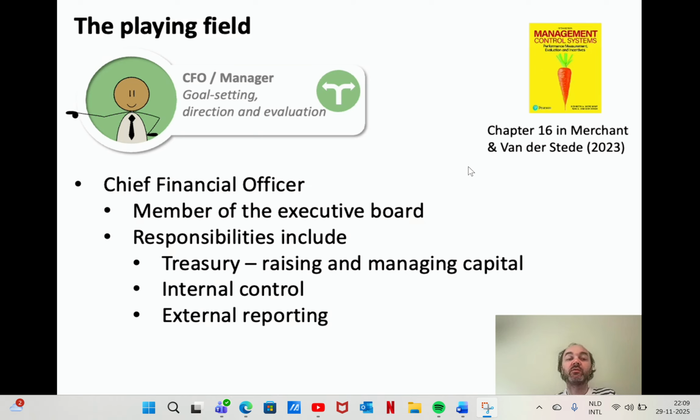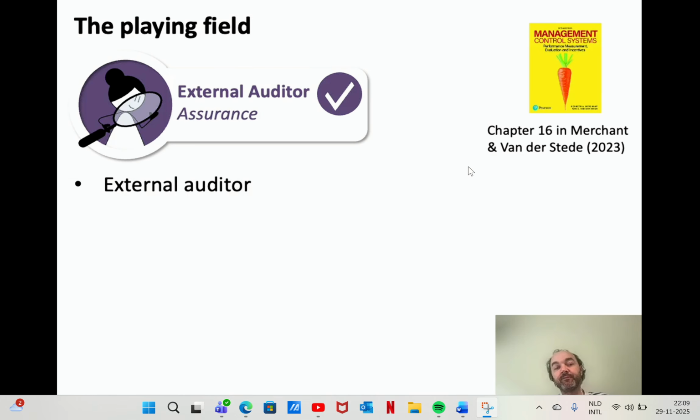He or she is also responsible for external reporting, so in a way this is like the supervisor, you could say, of the controller, and also responsible for the incentive systems that are developed within the organization. So this is also something that will come back later. So how to incentivize people within the organization.